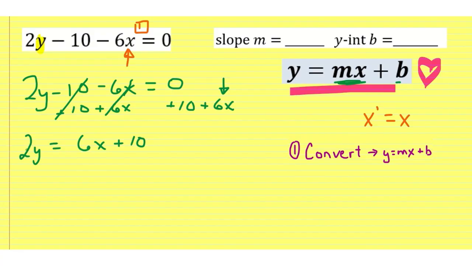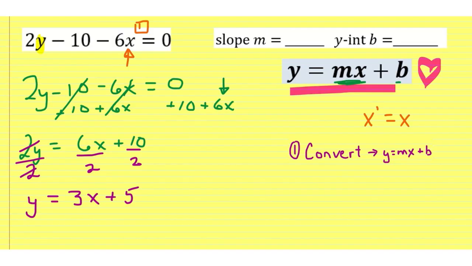And now I need to get that 2 away from the y. I need to use my order of operations rules, and I'm going to divide everything on both sides of the equal sign by 2. Okay, so these 2's will cancel. That leaves me with y is equal to 6 divided by 2 is 3x, and plus 10 divided by 2 is going to be 5.